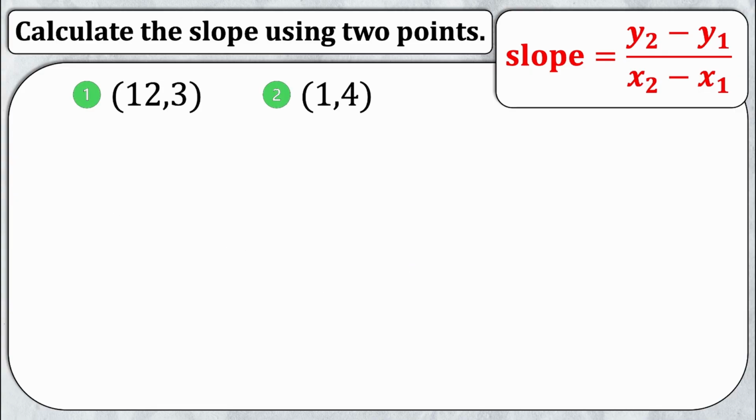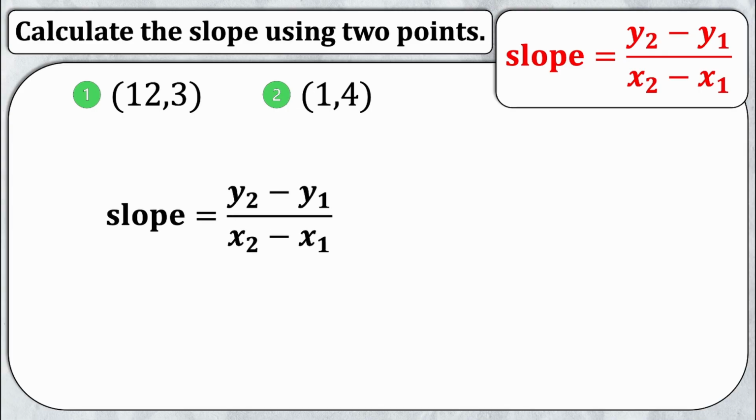Let's hop into another set of points and try it again. Here, point number 1 is 12 and 3. Point number 2 is 1 and 4. And we're going to use the same formula, y2 minus y1 over x2 minus x1. Can you figure this one out yourself? If you want a challenge, pause the video here, try to figure it out yourself, and we'll go over it in just a moment.